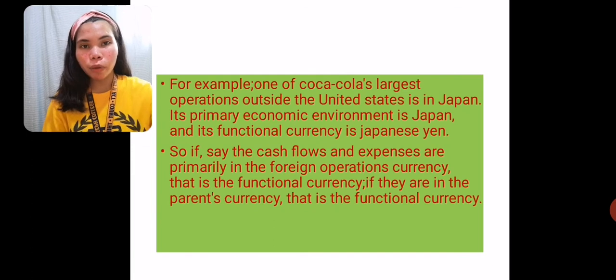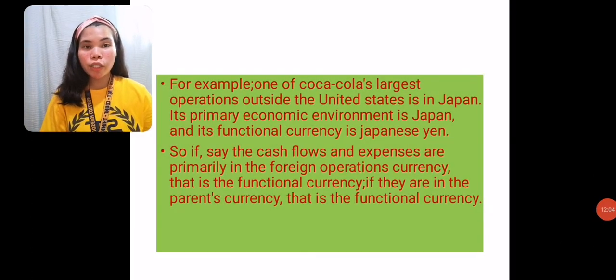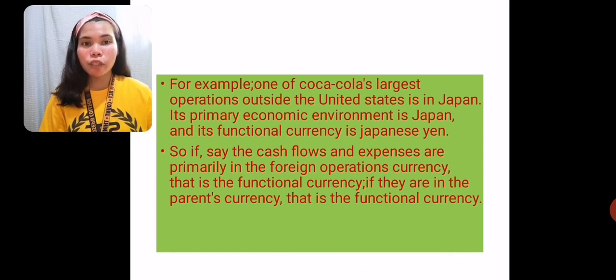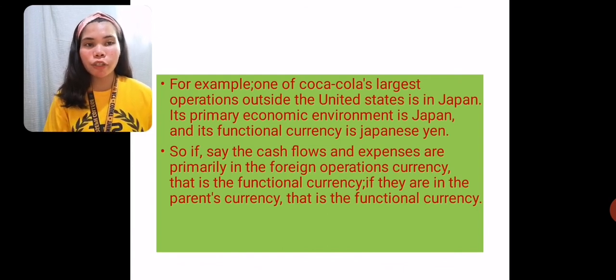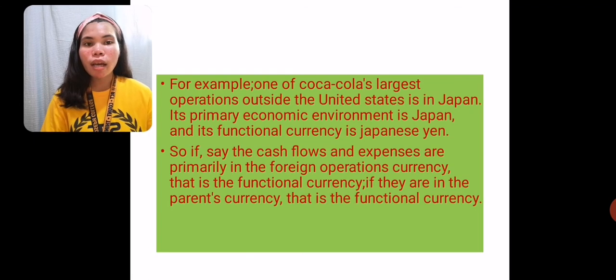For example, one of Coca-Cola's largest operations outside the United States is in Japan. Its primary economic environment is Japan and its functional currency is the Japanese yen. So, if the cash flows and expenses are primarily in the foreign operation's currency, that is the functional currency. And if they are in the parent's currency, that is the functional currency.